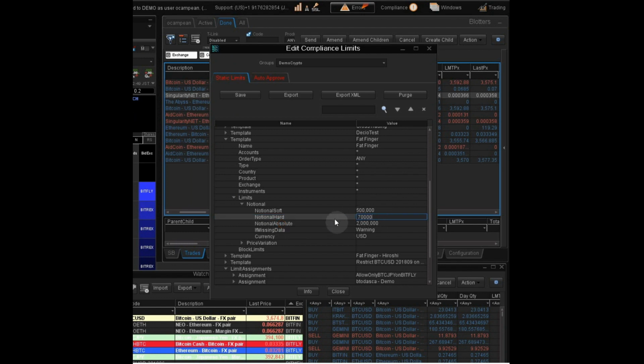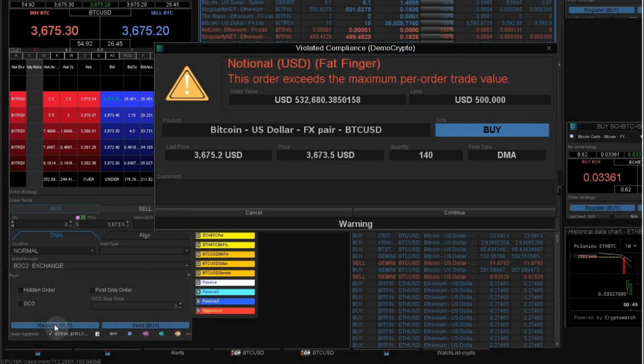The soft limit is a warning, which lets the trader decide whether to cancel sending the order or let it go to the exchange. Here, I am choosing to let it go to the exchange.